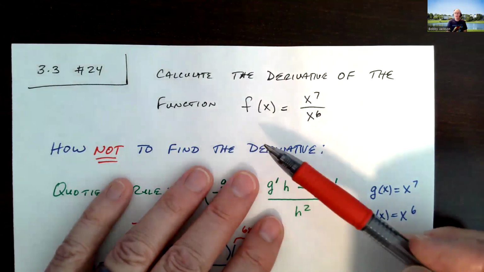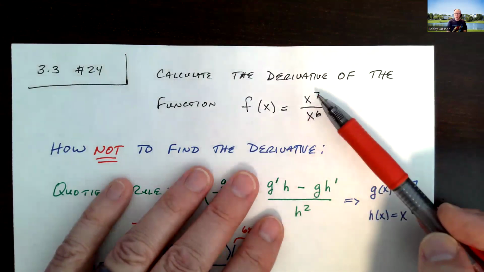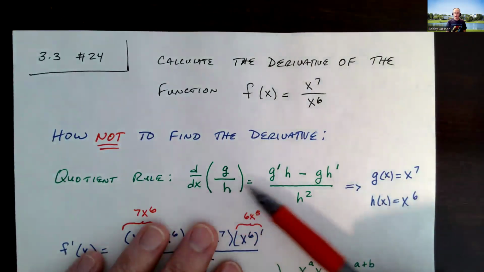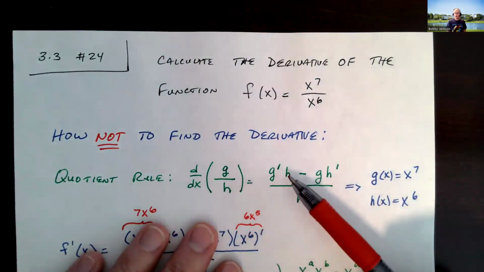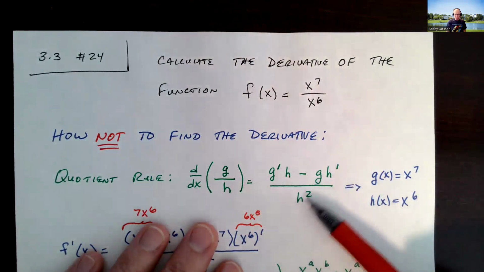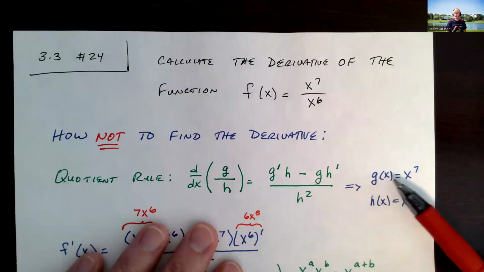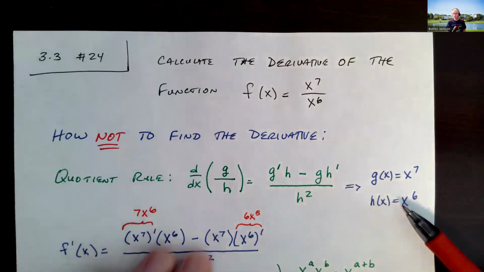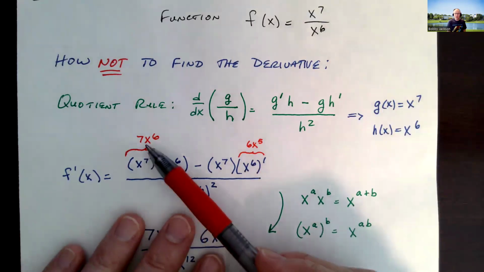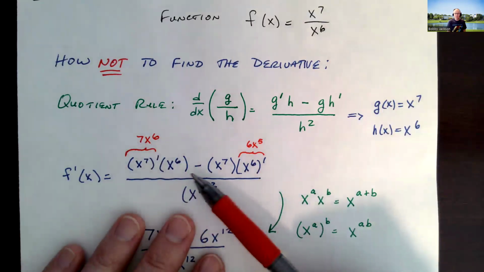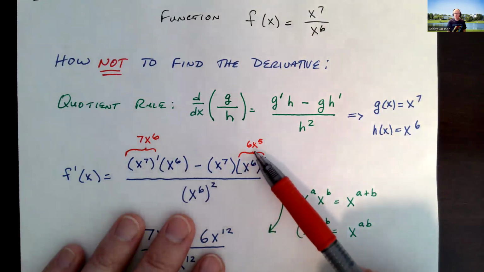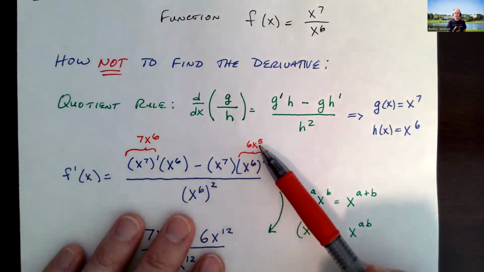I say not, but in other words, you have a quotient here. So you say, well, let's use the quotient rule, right? Remember how that works? The derivative of the top times the bottom minus the top times the derivative of the bottom over the bottom function squared. Here, the top function g of x is x to the seventh. The bottom function is x to the sixth. Take the derivative of the top function, x to the seventh is just 7x to the sixth, times the bottom minus the top times the derivative of the bottom function, x to the sixth derivative is 6x to the fifth.